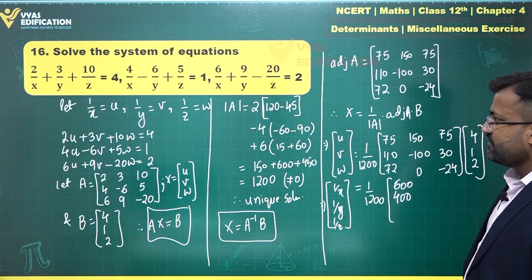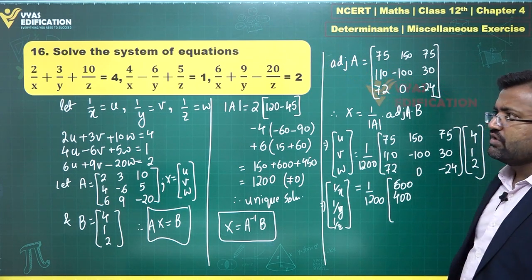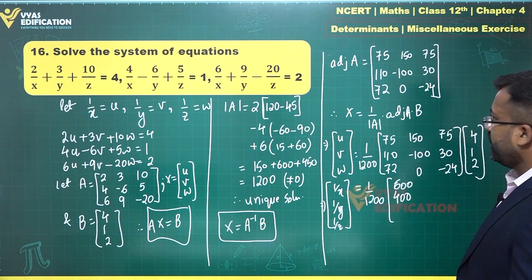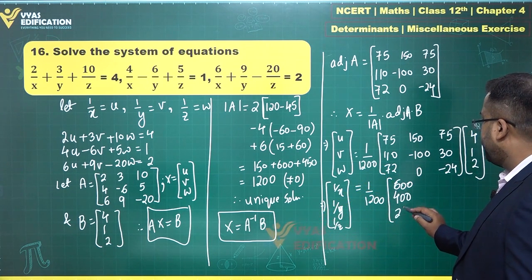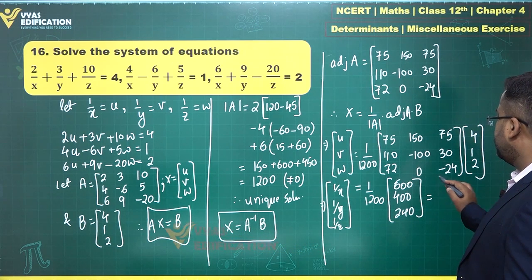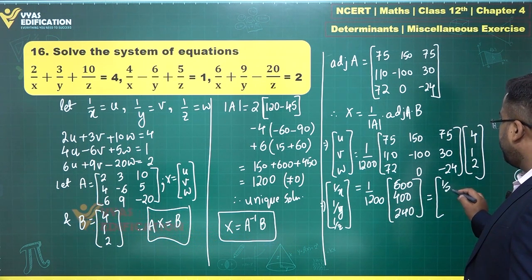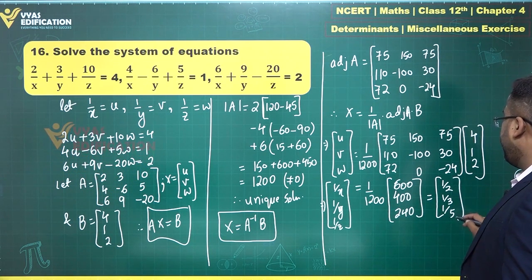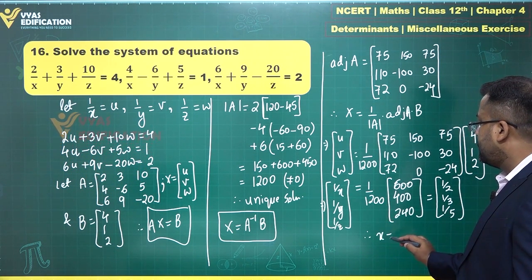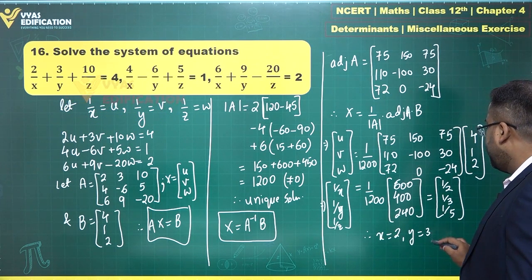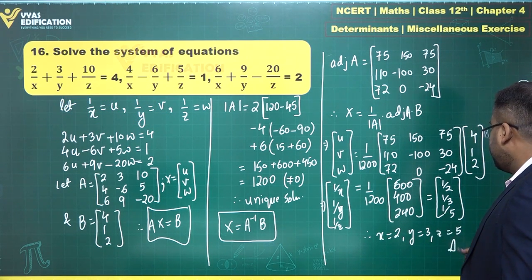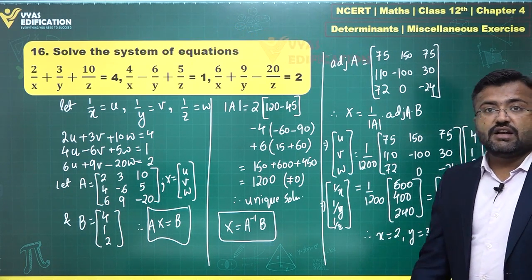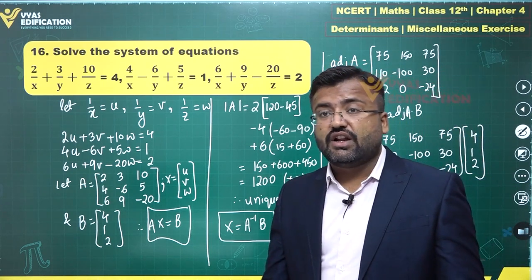144, 0 and minus 40. 72 times 4. 72 times 4 is not 144, it is 288. 288 minus 48. 288 minus 48 is 240. This is what I will be getting. What is this? Giving me 600 upon 1200 is 1 by 2, 1 by 3, and this is 1 by 5. Comparing with this, therefore, x equals 2, y equals 3, z equals 5 is my answer for this question over here, as you can clearly see behind me. Right, that's a complete solution of this question. Let's move on to the next one after this.